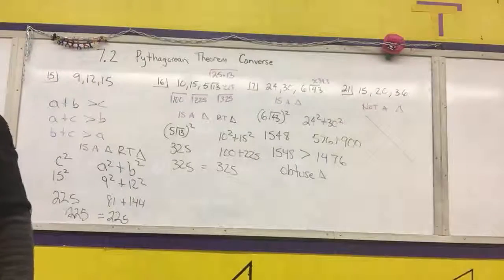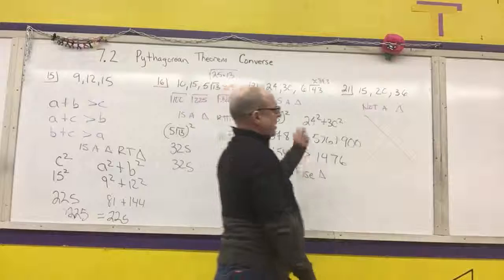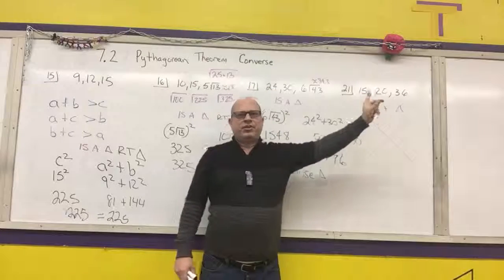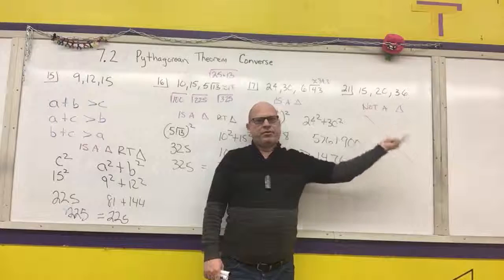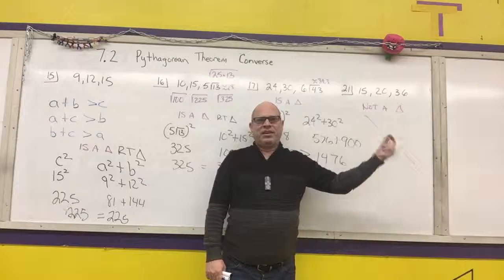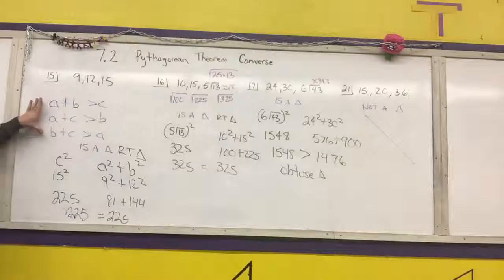So the last one there, problem 21, that would have been out of your homework. This is not a triangle. If you are trying to determine whether it's an obtuse, right, or acute triangle, you first have to make sure it is a triangle. In order to do that, we use the triangle inequalities from a previous chapter. So that's it for section 7.2.